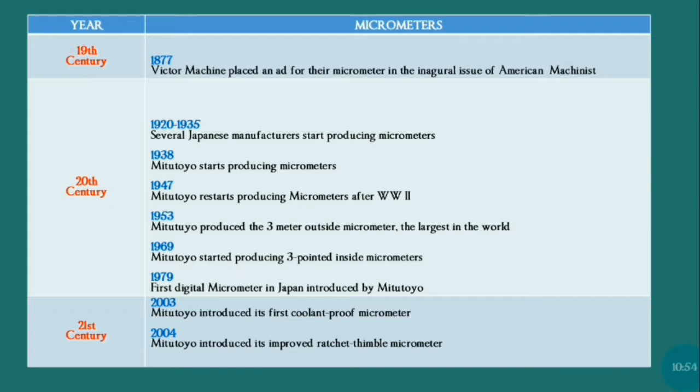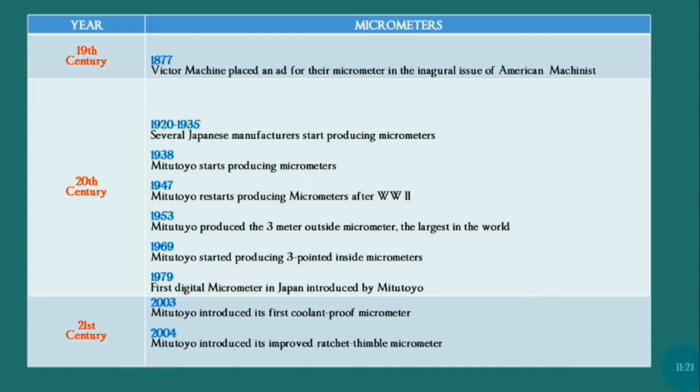Next, we will proceed to the 20th century, specifically 1920 to 1935. Several Japanese manufacturers started producing micrometers. With the use of micrometers, they were able to measure products more accurately and quickly.